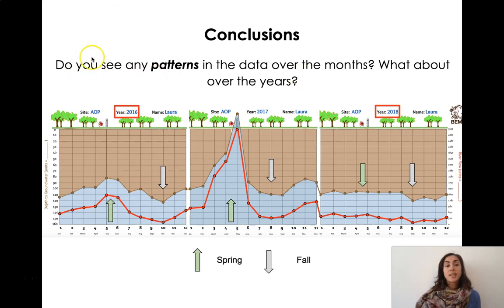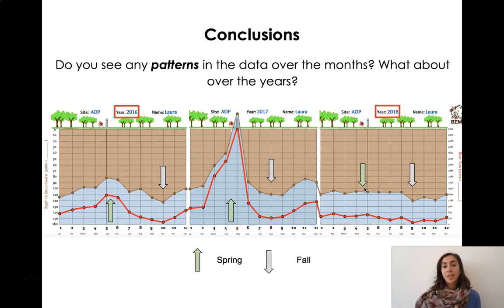So when you're trying to answer this question, do you see any patterns in the data over the months? You can probably start talking about what happens in the spring and in the fall. When we look over the years, you can start guessing what is happening. In 2016, we saw a little bit of an increment in the spring months and a little bit of a dip in the fall months. Here, in 2017, we see a big increment, even a flood event during the spring months, and a more significant dip in the fall months. And here in 2018, not at all.